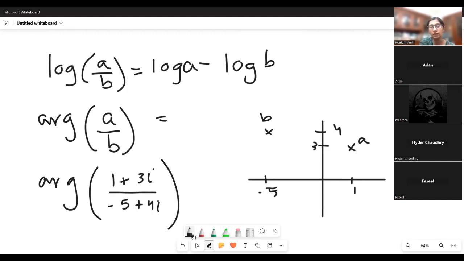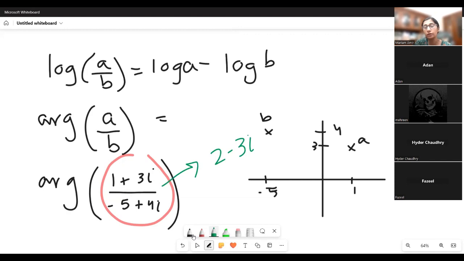Now, a very long method of doing this would be that you rationalize the denominator. You have to multiply and divide this with minus 5 minus 4 iota. Then get another complex number and then find its argument. For example, if you simplify this, let's say you're getting 2 minus 3 iota. And then you find its argument using tan theta equals 3 upon 2. And then after this you had to do a bit more. But that's a very long method.